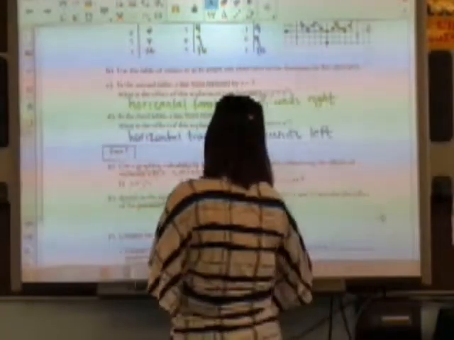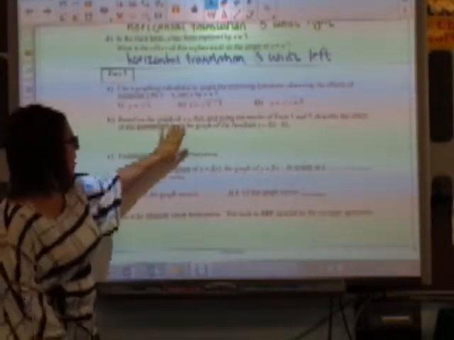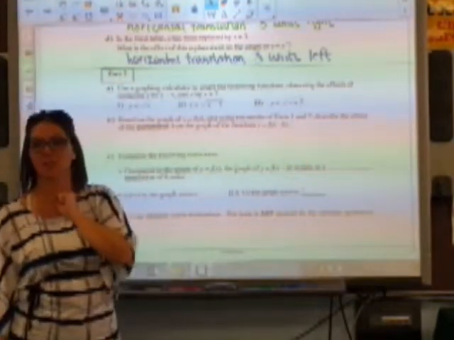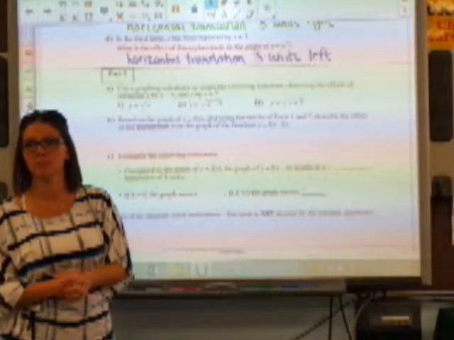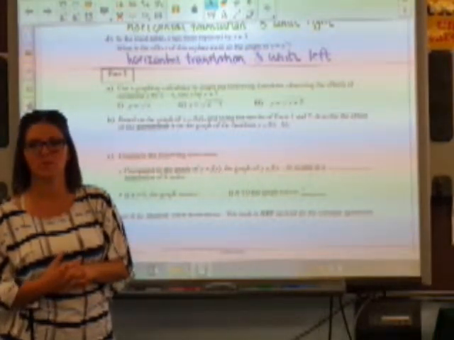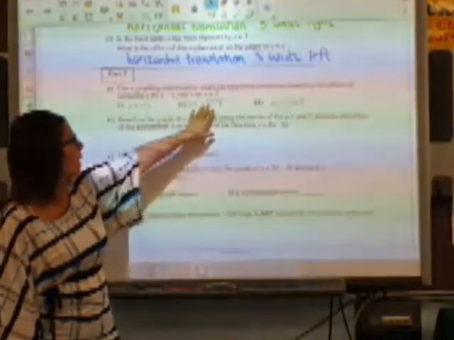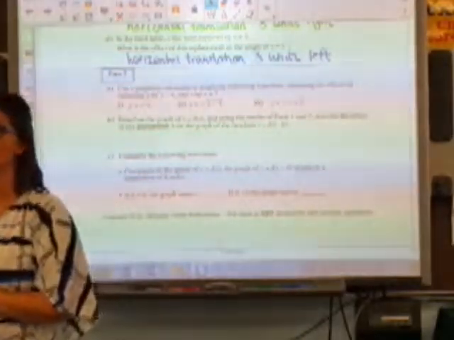Okay, so based on the graph of y equals f of x and the results from parts 1 and 2, what effect does the parameter h have on the function y equals f of x minus h? What does it do to the graph? So in comparison to the square root of x, what did the square root of x minus 4 and the square root of x plus 2 do to the graph?